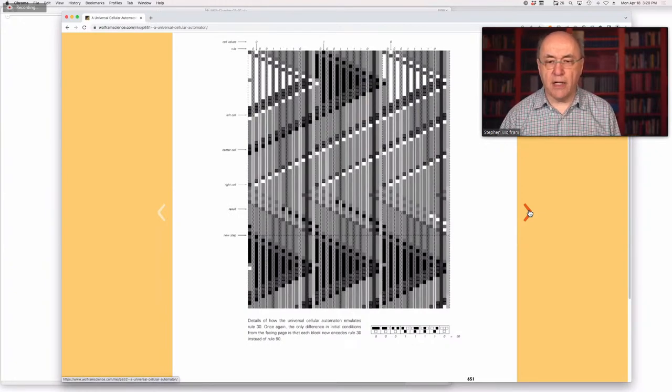So that's showing, for the things that we saw before in big pictures, the zoom in to show how it actually works, how it reads in the rule 30 as its initial condition, and then actually operates according to rule 30.